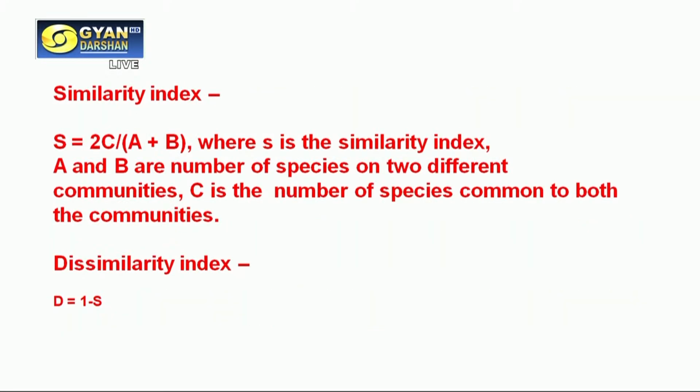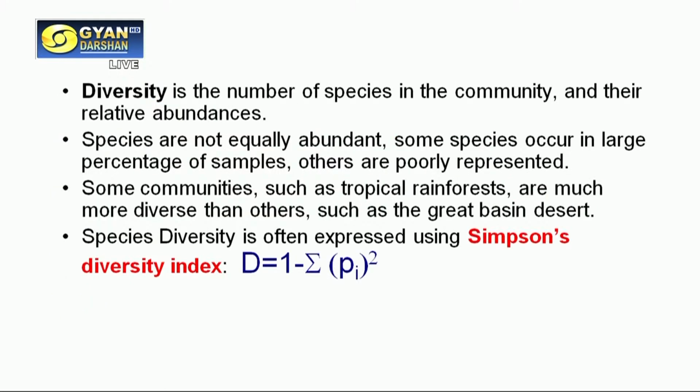And similarity index S is equal to 2C/(A+B), where S is the similarity index. A and B are the number of species in two different communities. C is the number of species common to both the communities. And dissimilarity index, that is D equal to 1 minus S. So based on this, a very important formula has been given, and that is called species diversity, which is given by the Simpson's diversity index, which is given by this formula, that is D equal to 1 minus summation of pi squared. Now I give one example to explain this formula.